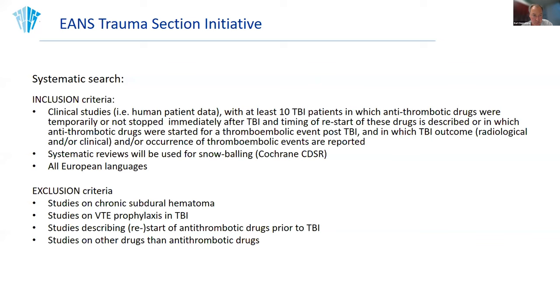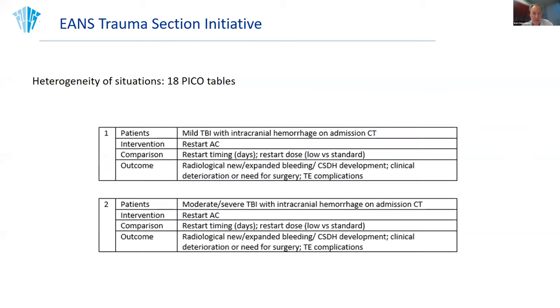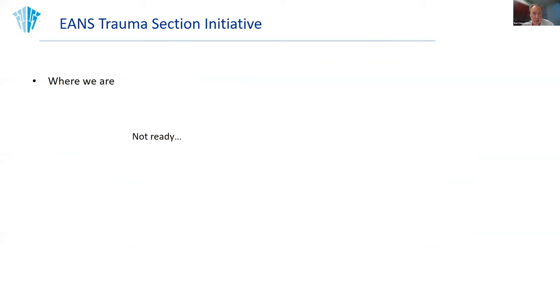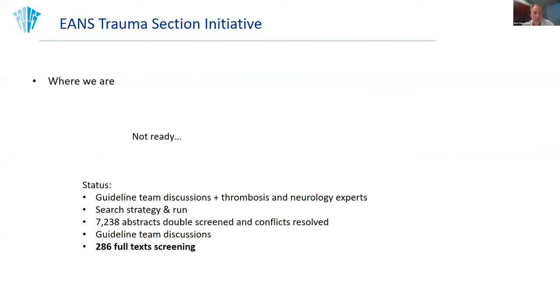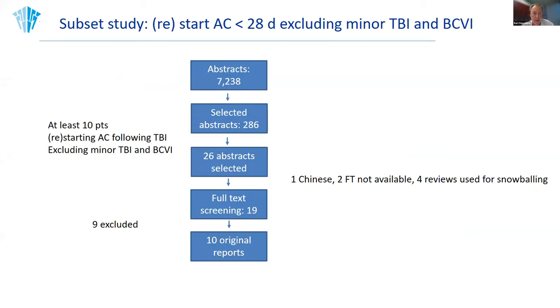And you can see also that we exclude chronic subdurals and also VTE prophylaxis, because there's quite a bit of systematic reviews and guidelines already on prophylaxis. Now, we realized in discussing that there are a lot of situations, and we ended up with 18 PICO tables to try to cover them all. And where are we now? Well, we're not ready. We're actually in the process of the full text screening.